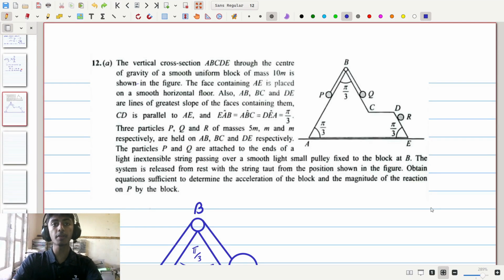2025 A-Level Combined Mathematics Paper 2 Part B, question number 12, Part A. Part B of this same question will be discussed in a future video, link in the top right.